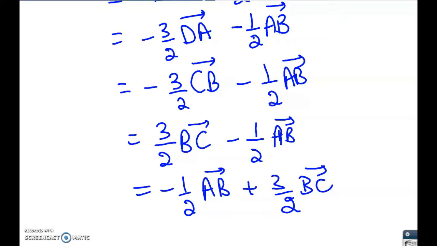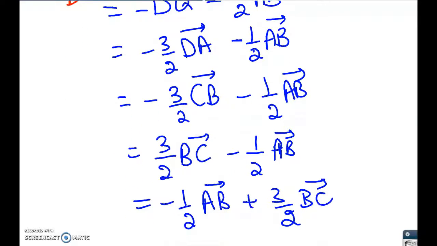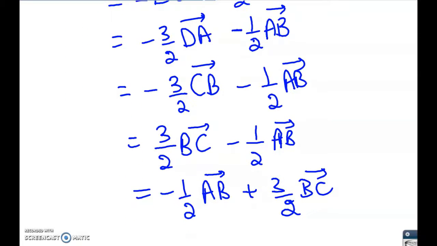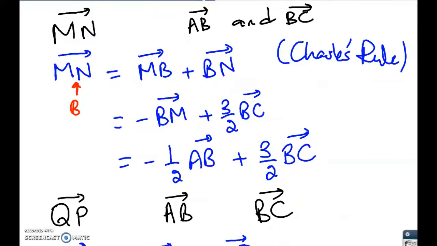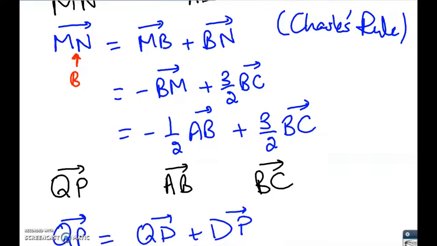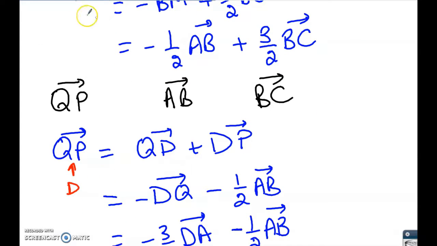The second part of the question is deduce the nature of MNPQ. Notice here that we have QP equal to minus half AB plus 3 over 2 BC. And also MN equals minus half AB plus 3 over 2 BC. So we can notice that MN is equal to QP. So let's write this. MN is equal to QP.